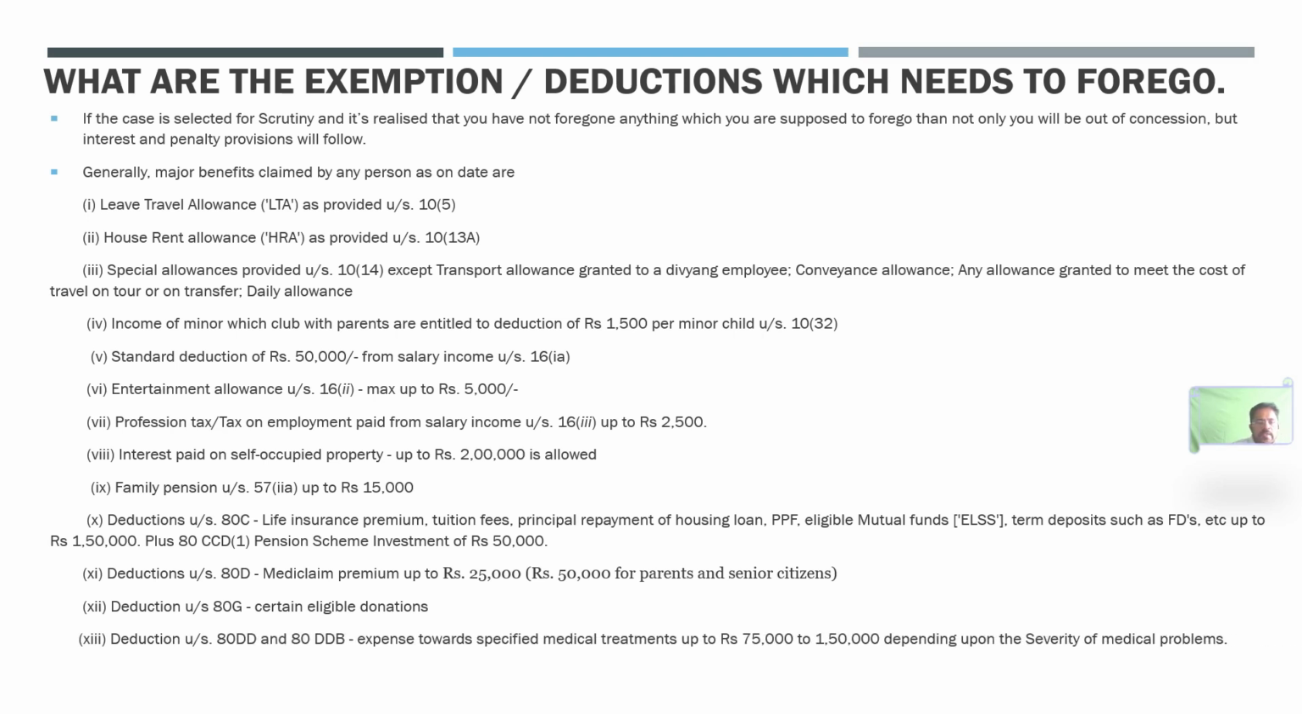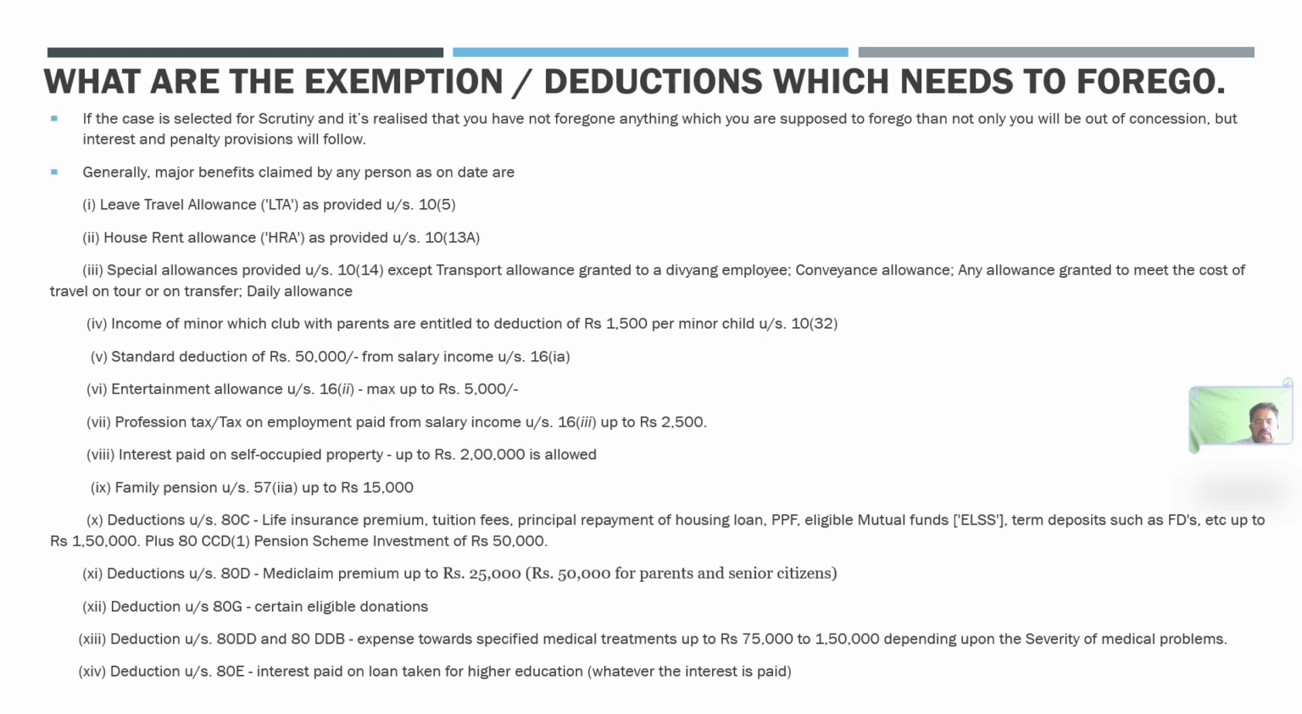Then deduction under 80DD and 80DDB. That means if there is a specific medical treatment which a person is required to carry out for a family member also, then up to rupees 75,000 to 1,50,000 depending upon the severity of that medical treatment or the disease or the problem which a person is facing, this deduction also will have to be foregone. That means if some person is having a handicapped or Divyang child, in that case a deduction up to rupees 1,50,000 was available. Now that deduction also has to be foregone if he goes for an alternative rate of tax.